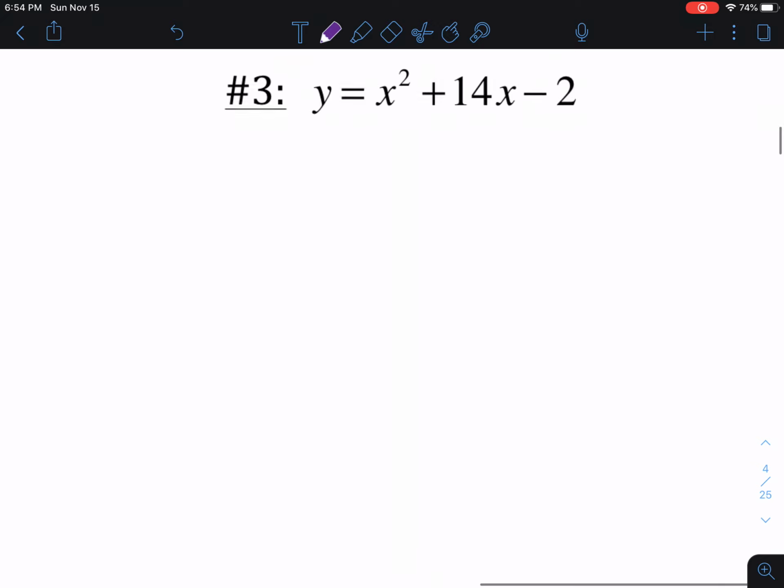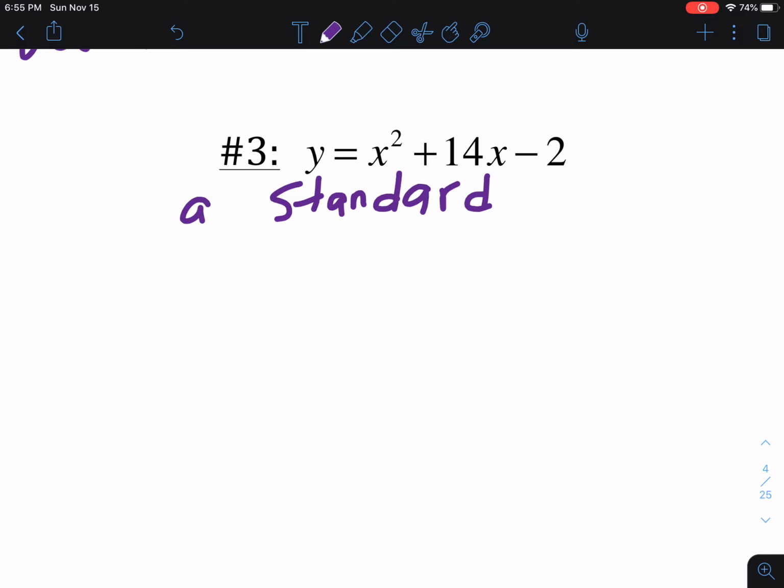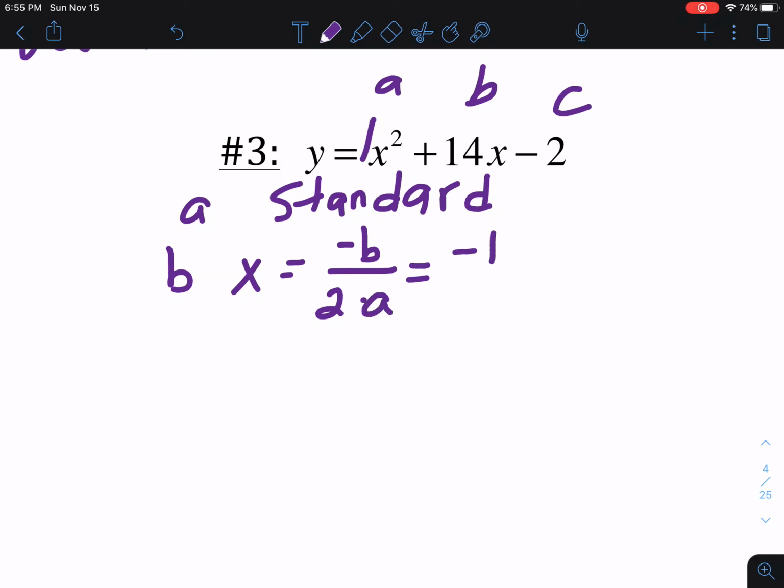And last, we finish with a standard form. No parentheses, it's standard form. ax squared plus bx plus c. All right, so the a is a 1, by the way, b is 14, and c is negative 2. So let's do that math to find out what the vertex is. So to find x, negative b divided by 2 times a. So that would be negative 14 divided by 2 times 1.